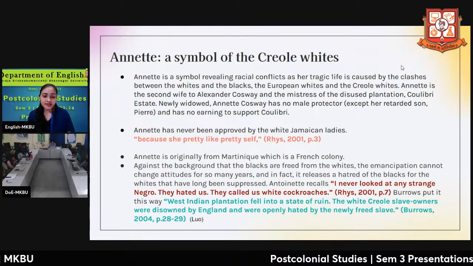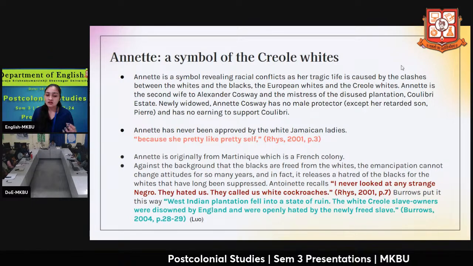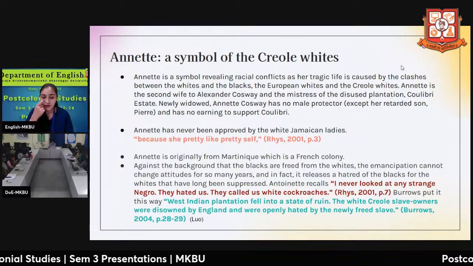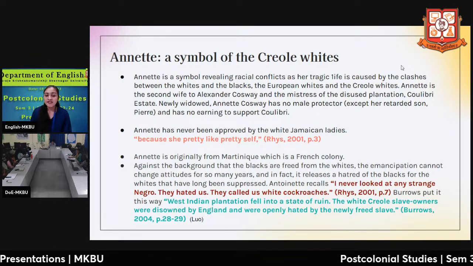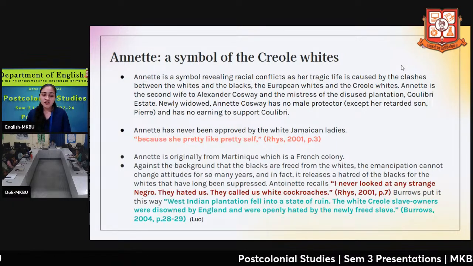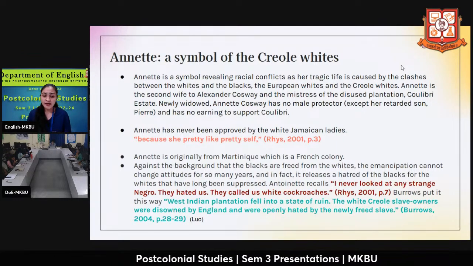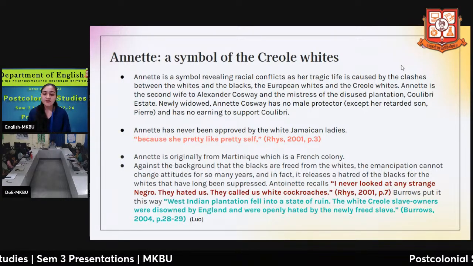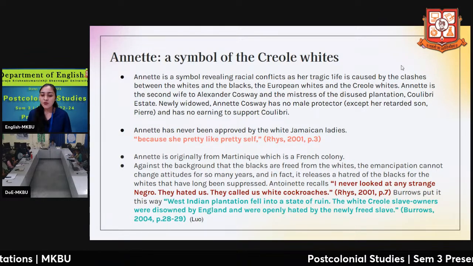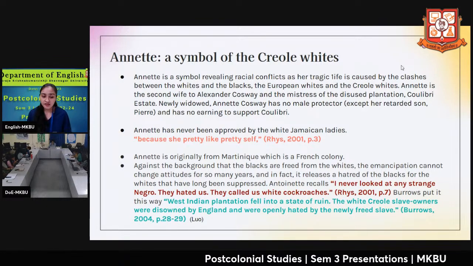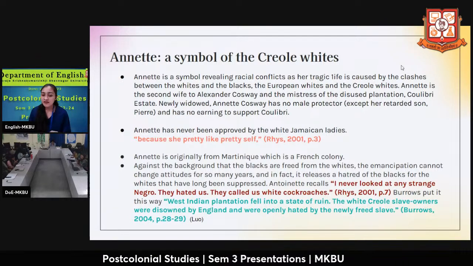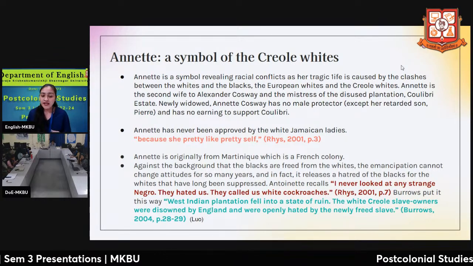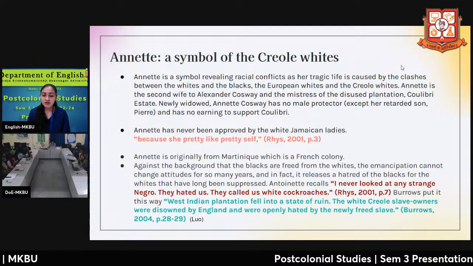Annette has never been approved by the white Jamaican ladies, as we can see in the dialogue, because she is pretty. Annette is originally from Martinique, which is a French colony, against the background that the blacks are freed from the whites. Emancipation cannot change attitudes for so many years, and in fact it realizes the hatred of the blacks for the whites that has long been suppressed.